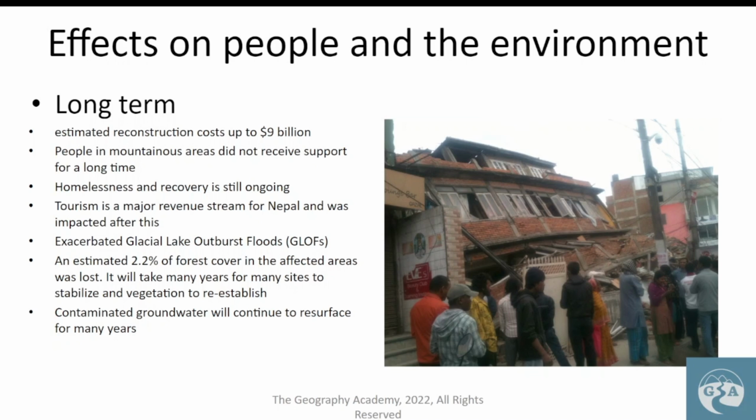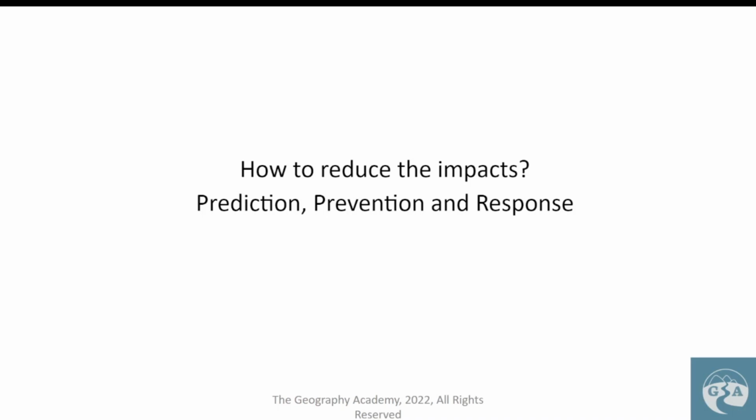Contaminated groundwater takes a very long time, many years for it to resurface. So they'll still be dealing with that in the future, meaning that they'll have to rely on infrastructure with tap water and treated water as well.